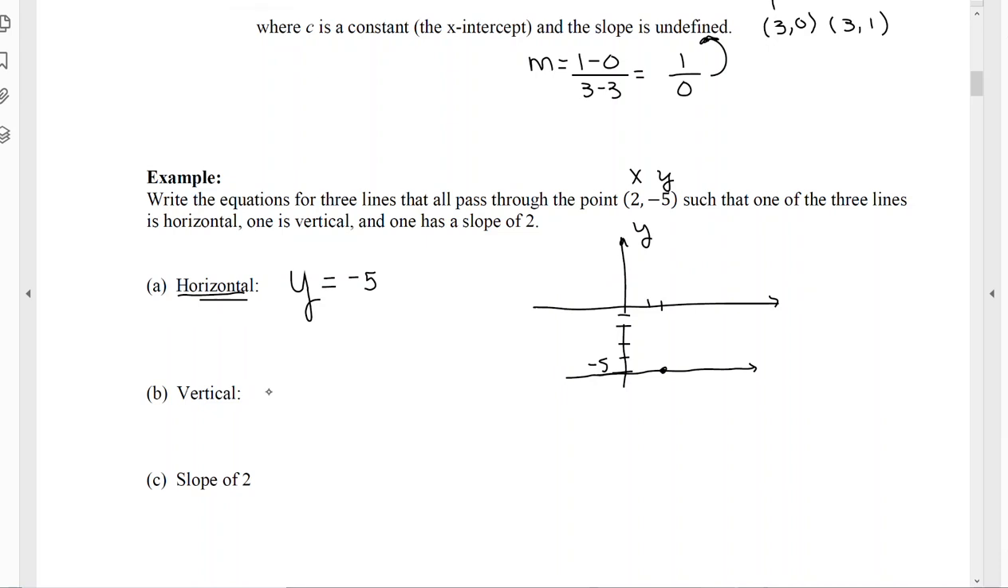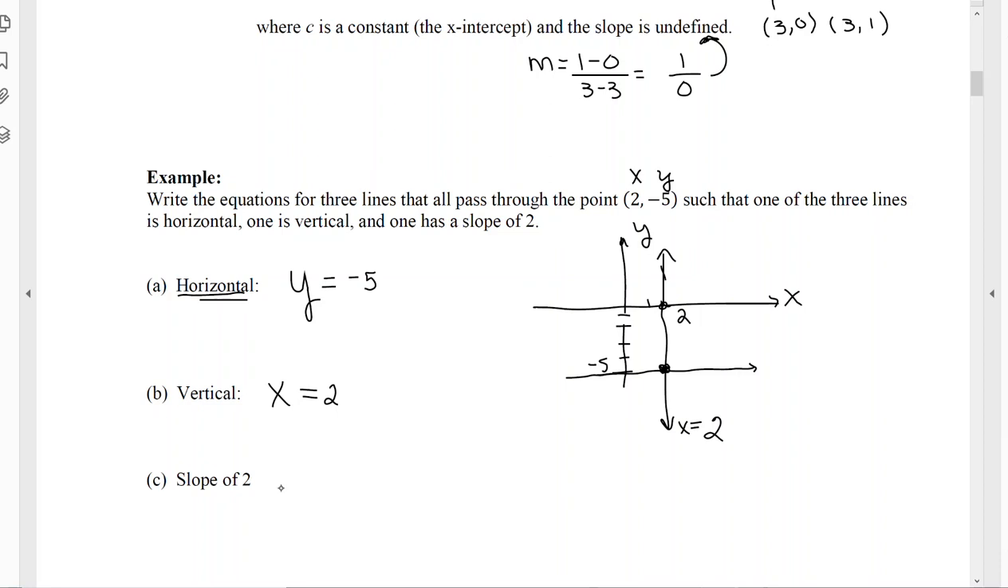For a vertical line, we said they always start with x equals. So again, I look at my point, what's the x value of that point? And it's just x equals 2. But also keep in mind, if I were to draw a vertical line through this point at negative 5, I'd have to drop it down as straight as I could through that point. It crosses the x-axis right there at 2. And that's another way to look at it.